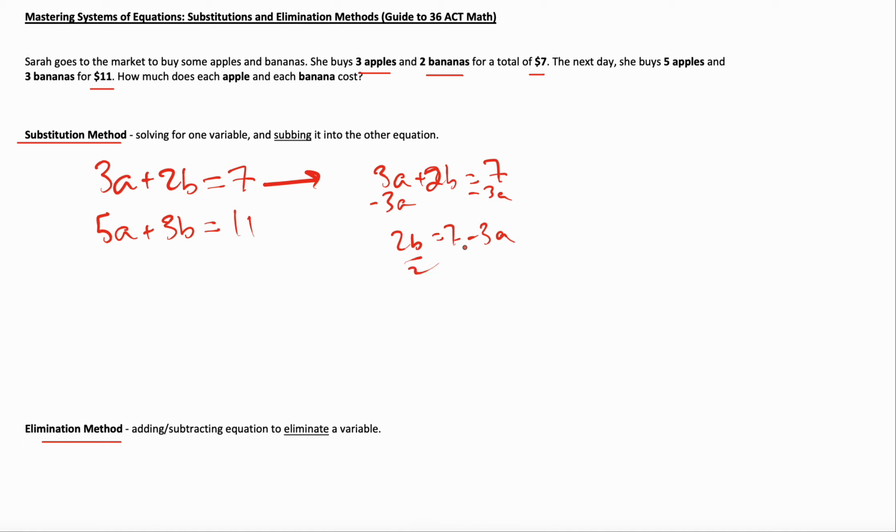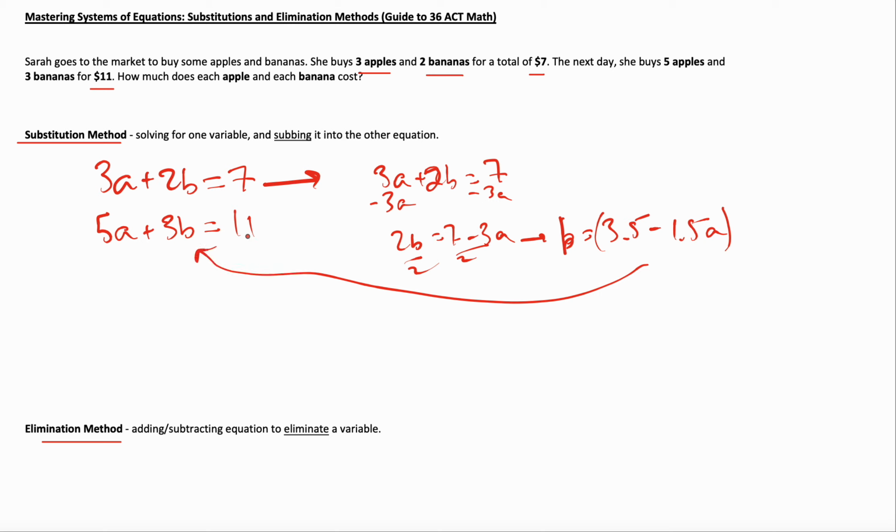I'll divide by 2. We then get b equals 3.5, which is 7 over 2, minus 3 over 2, which is 1.5a. So it looks kind of ugly, but this is what b equals. I want you to put it in terms of a. Now what we can do is plug this expression for b into the other equation.